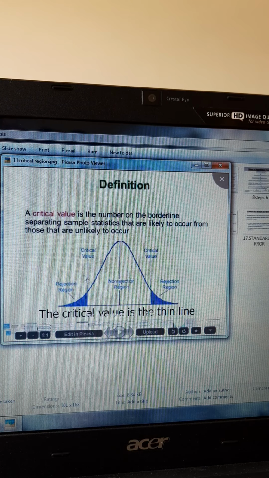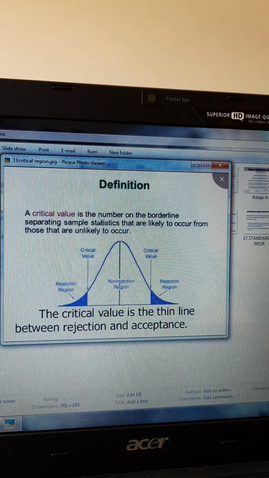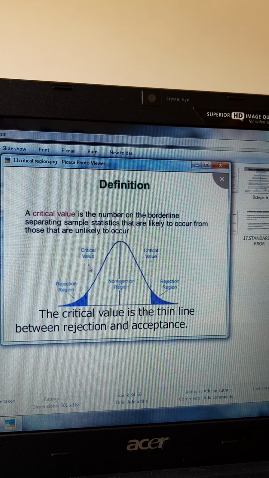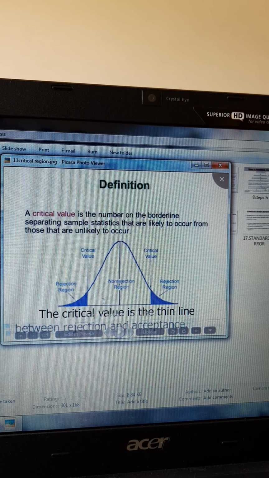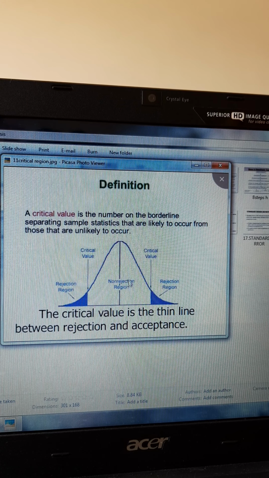Now again, critical region, now with both the sides. The critical region is the borderline separating the sample statistics that are likely to occur from those that are unlikely to. Normally we take this as the critical region. 95% of the population will fall over here. If it falls over here, then you will accept, and your study, your prediction, is a success.